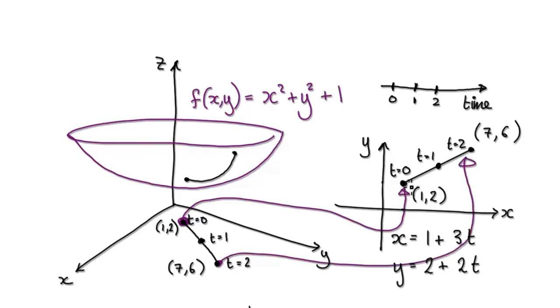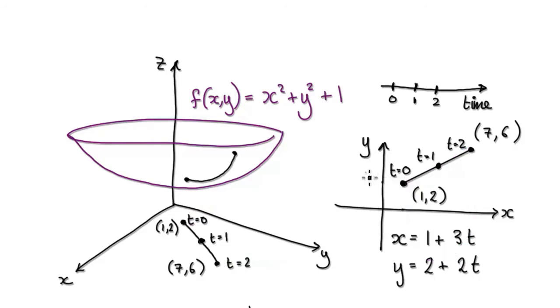So your particle is moving along like this. You've got to set up the parametric equations in such a way that the particle starts here, so at (1, 2), and then each step of the way it moves 3 across, 2 up. So 3 across, 2 up. Another second later, it would have moved 3 across, 2 up.